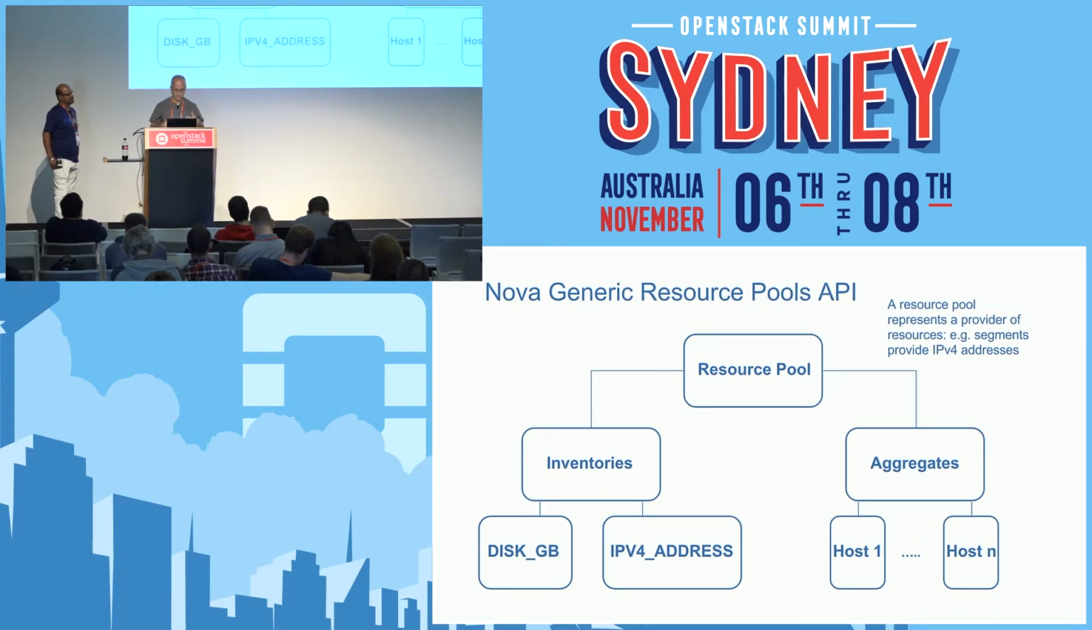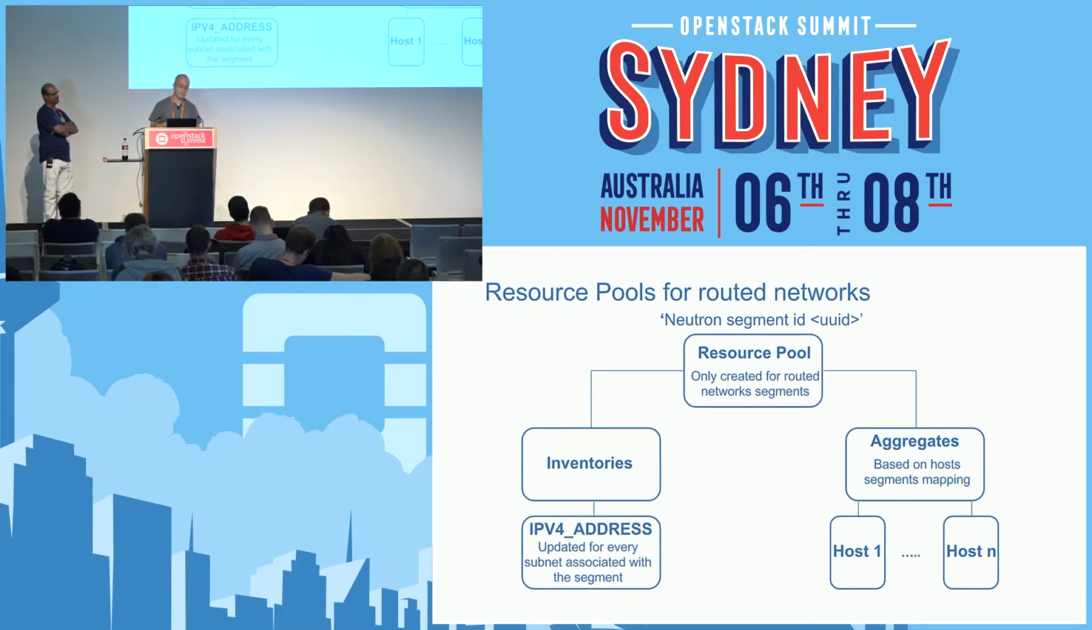How do we use that in the case of routed networks? Well, essentially when you create a segment, and that segment is associated to a subnet, we create a resource pool. And we associate an inventory to that resource pool with the IPv4 range for that segment. And then we associate with the aggregate of that resource pool the different hosts that have access to that network segment.